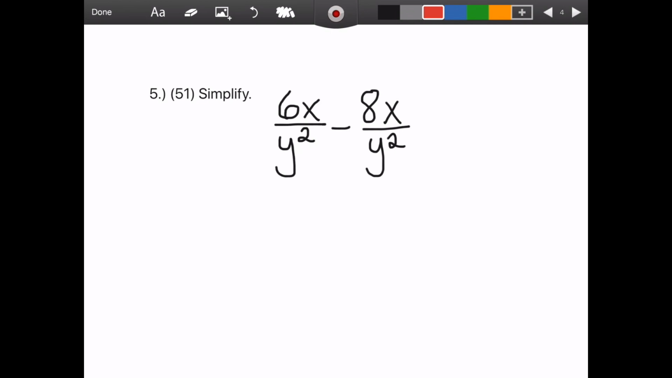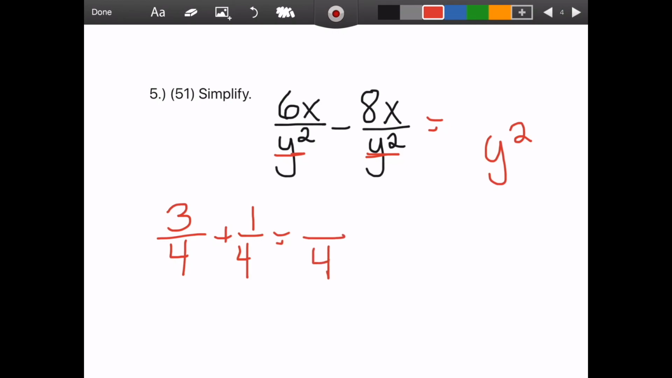Number 5 is from lesson 51, and it says to simplify. So remember that radical expressions like this, or radical fractions, are just like regular fractions. You need to make sure your denominators are the same. And if they are, then in your answer, the denominator doesn't change. Just like if you had, let's say, 3/4 plus 1/4. Your denominator doesn't change, you just change the numerator.